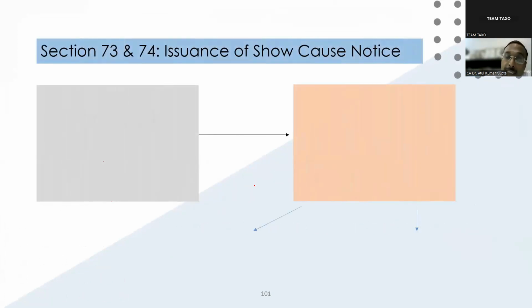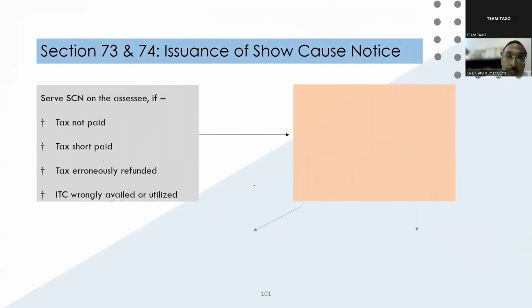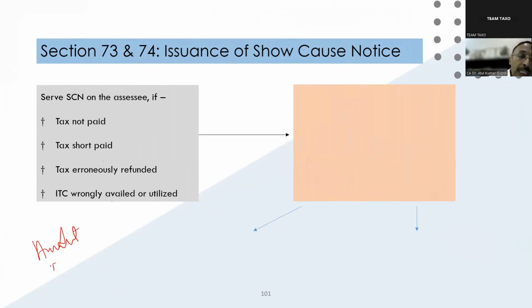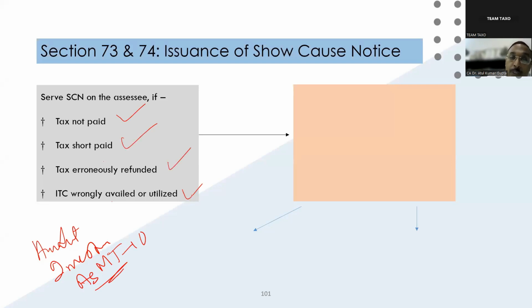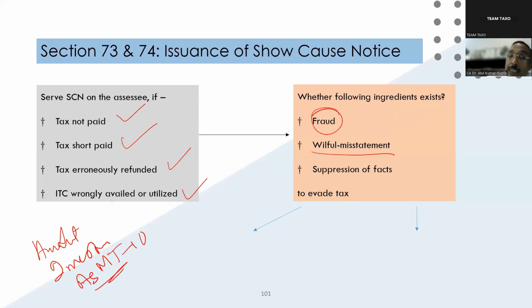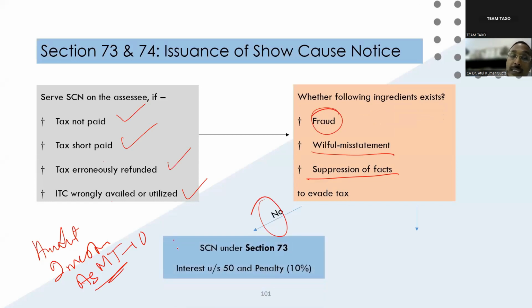Now, my dear friend, let us give a pictorial diagram, a pictorial exhibition of the points which I mentioned. In case there is an audit by the department or an investigation, there is an ASMT-10, and the department feels that tax has not been paid or short paid, or a refund has been erroneously refunded, or ITC has been wrongly utilized. But there is no icing on the cake, meaning the allegation of fraud, willful misstatement or suppression of fact is not there. So in case it is not there, then what will happen? If no, then the notice will be issued under section 73.